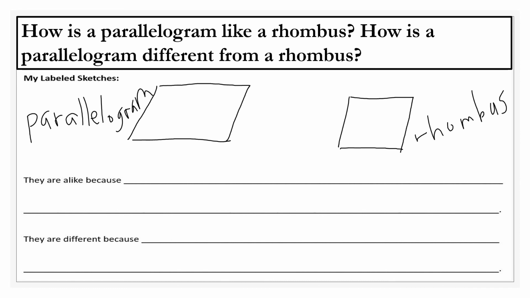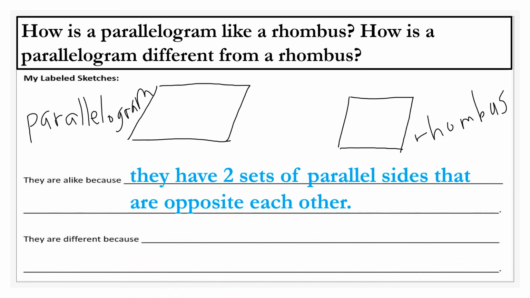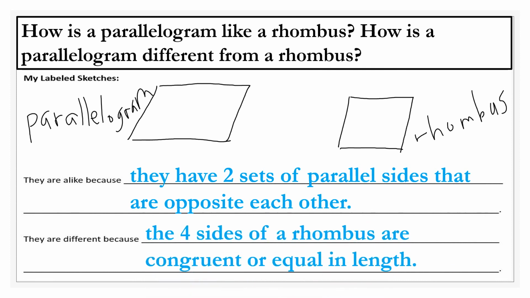So, a parallelogram and a rhombus are alike because they have 2 sets of parallel sides that are opposite each other. They are different because the 4 sides of a rhombus are congruent or equal in length.